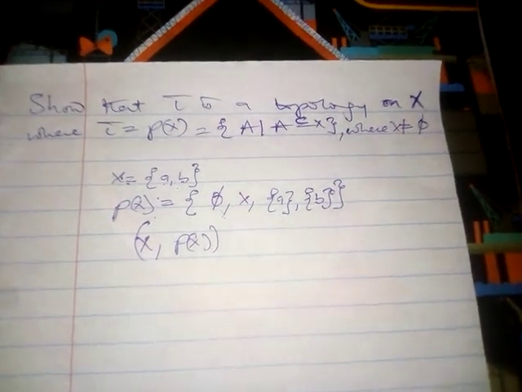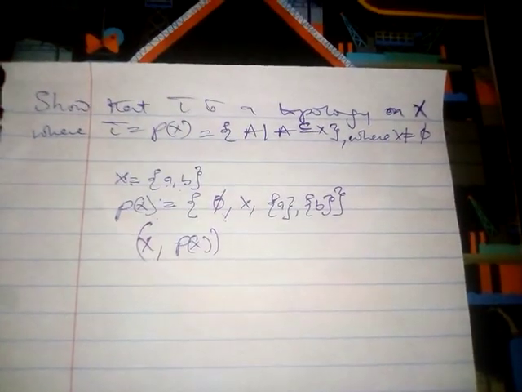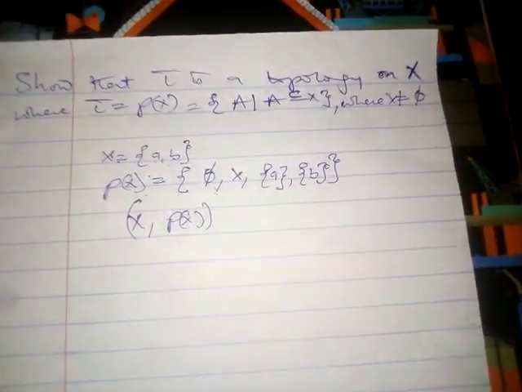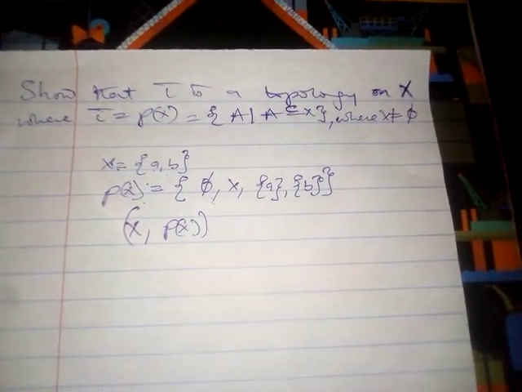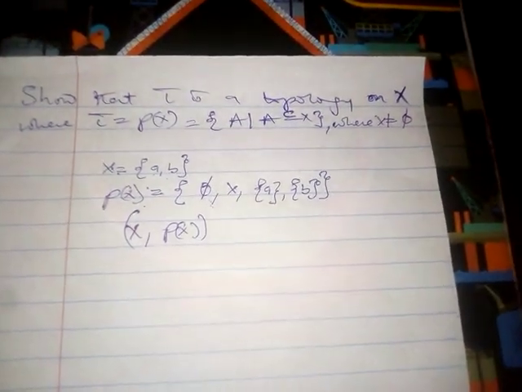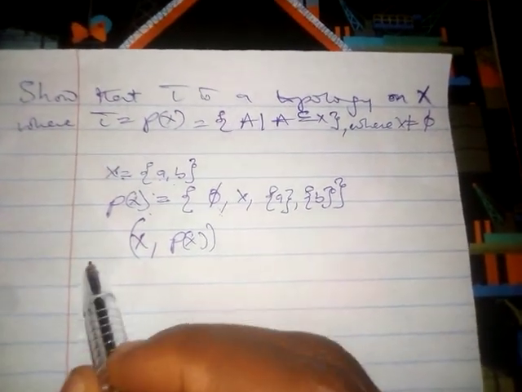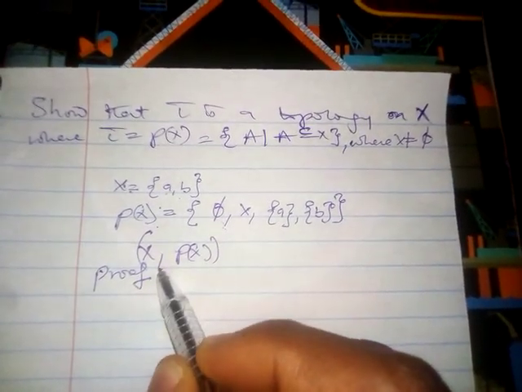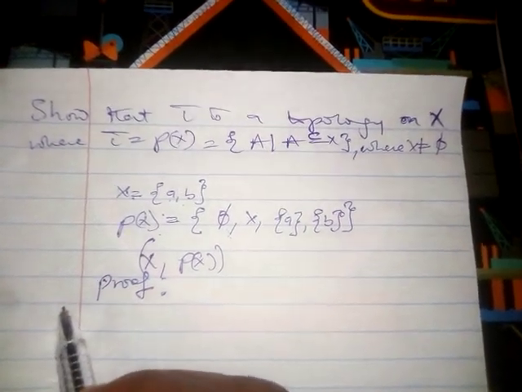Now for us to show that this is a topological space, we must show that it satisfies the following three axioms. The first axiom is that the empty set and the whole set must be in the topology. The second is that the arbitrary union of sets in the topology must be in the topology, and the finite intersection of open sets in the topology must also be in the topology. So now the solution, or should I say proof.